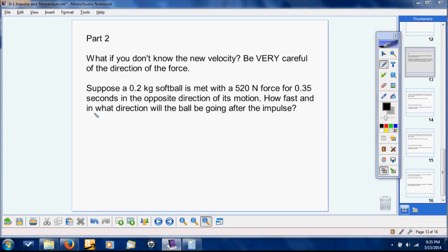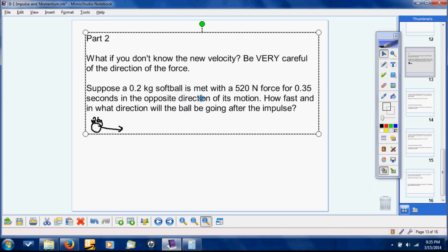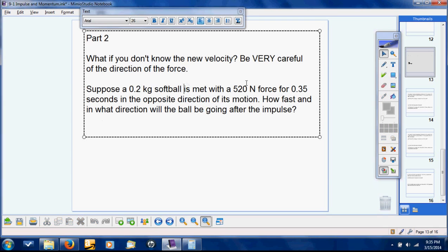Okay, so let's just get a little bit of a sketch going here. We've got the softball. Softball is going this way. It's 0.2 kilograms. And we do need a little bit more information. We need to know how fast that softball was going in the first place. So let's just add that information.